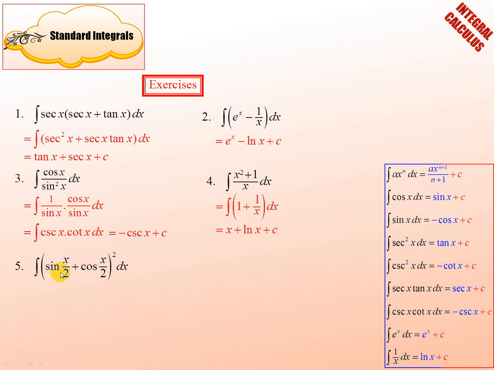Number 5, let's square out the bracket. Remember, we're squaring a binomial. Square the first, multiply the two together and double, square the last. Now recognize that these two here, we have our Pythagorean identity, sine squared plus cos squared, which is equal to 1. And in the middle here is a double angle formula. Remember that 2 sine theta cos theta is sine 2 theta. Therefore 2 sine x over 2 cos x over 2 becomes sine twice of x over 2, which is sine x. So we have 1 plus sine x. And those are standard, so it's just x minus cos of x plus c.